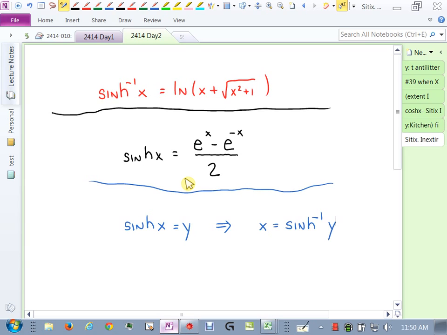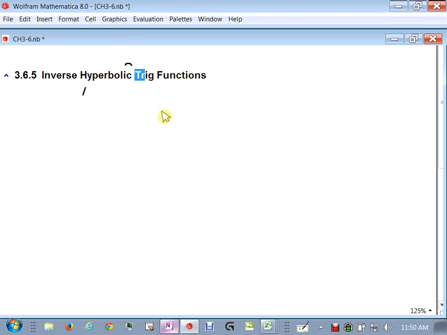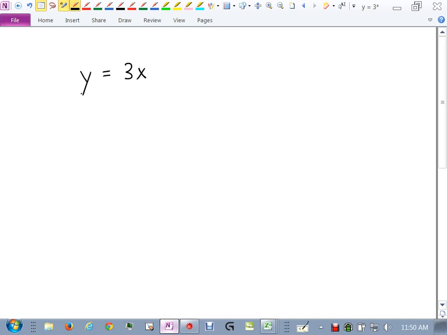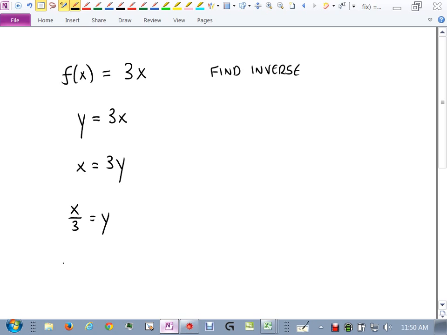Let me take you back to another class. Let's say that you were in college algebra and somebody gave you f of x is 3x, and they say, find the inverse. Remember how we find an inverse? You replace f of x with y, then you switch the x and y variables, make this 3y, and then you solve for y, so you get x over 3, that's your inverse function. It makes sense: if you have a function that triples something, then to undo that, you need to divide by 3.